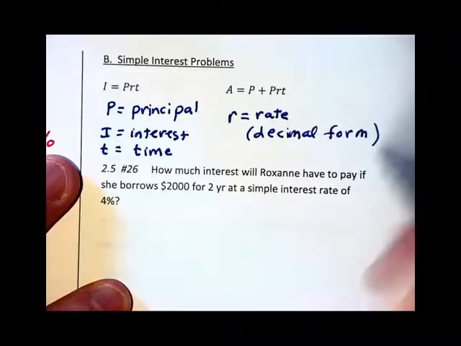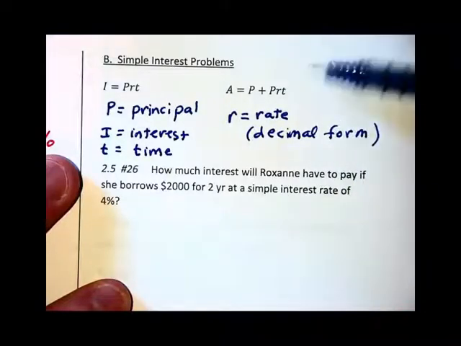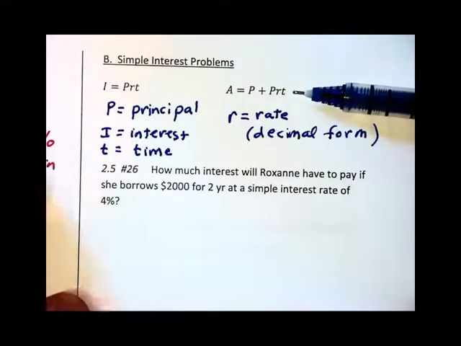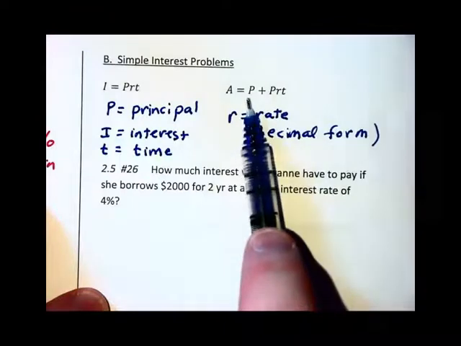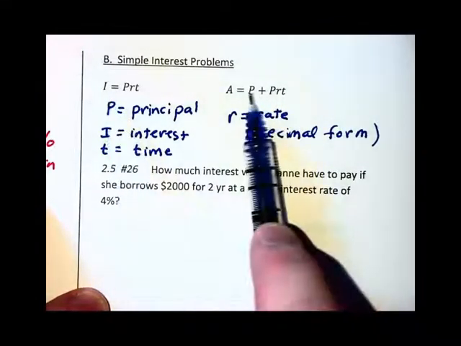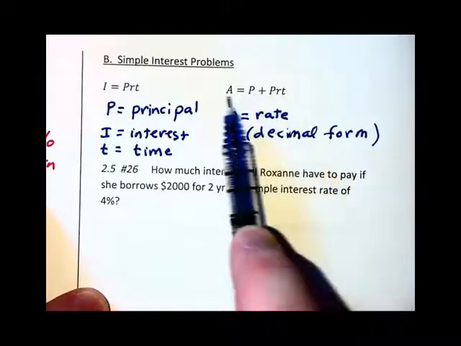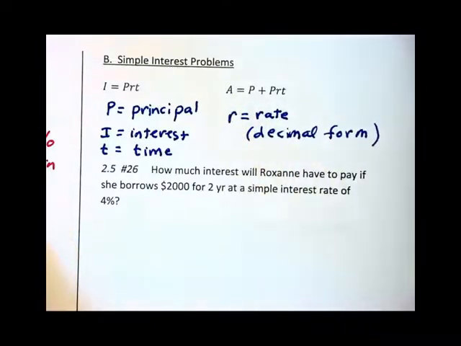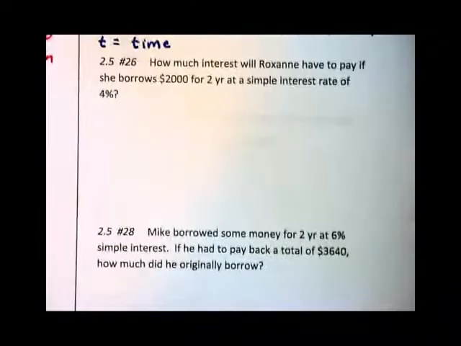Now, the second equation that I have up here, beginning with A equals, A in this case stands for the amount of money you have. It will be the principal you invested plus the PRT, that's the other formula over here. So that just stands for principal plus interest, which gets you to A, the amount of money you're dealing with, or going to have in your account after the time is over.